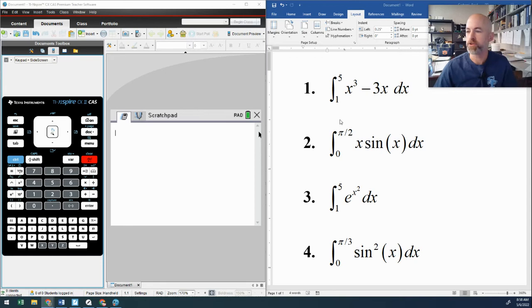All right, let's look at how to put in definite integrals into your TI-Nspire. The model I'm using right now is the TI-Nspire CX CAS. However, the input is the same for non-CAS versions. So let's start with number one.